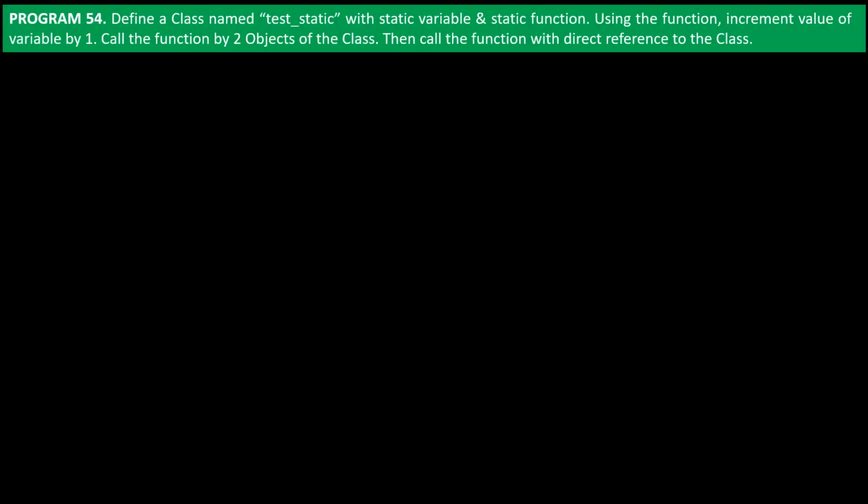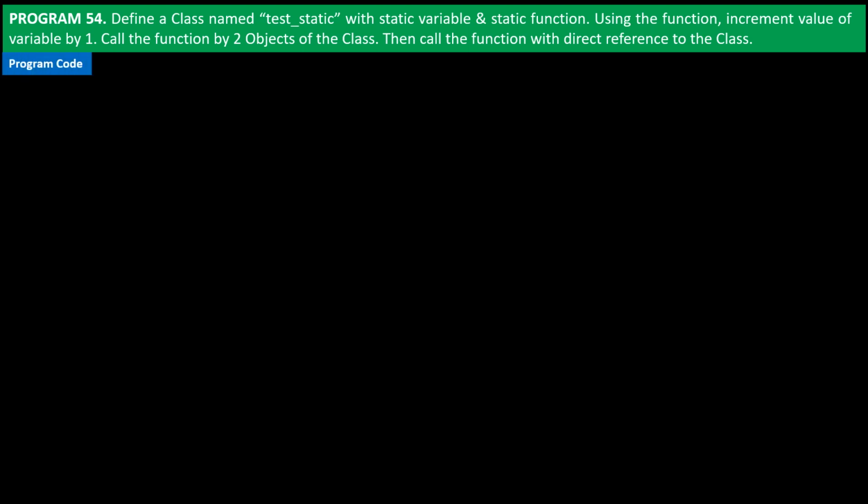Let's next write a program to understand how static data and static function are used in the program. Requirement is to define a class named test_static with static variable and static function. Using the function, increment value of variable by 1. Call the function by 2 objects of the class. Then call the function with direct reference to the class.